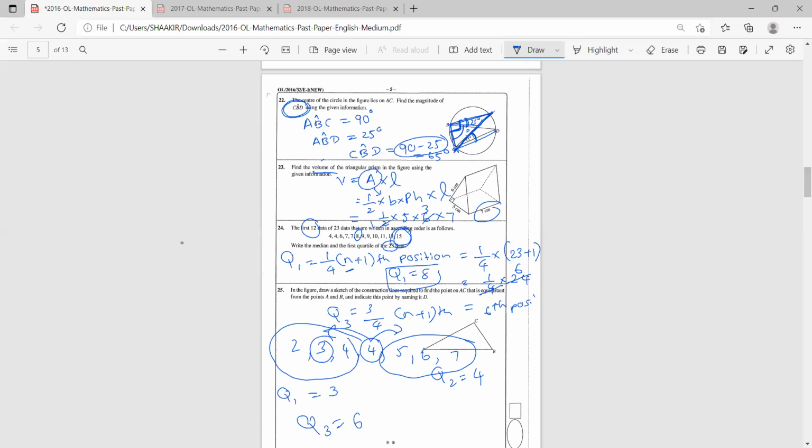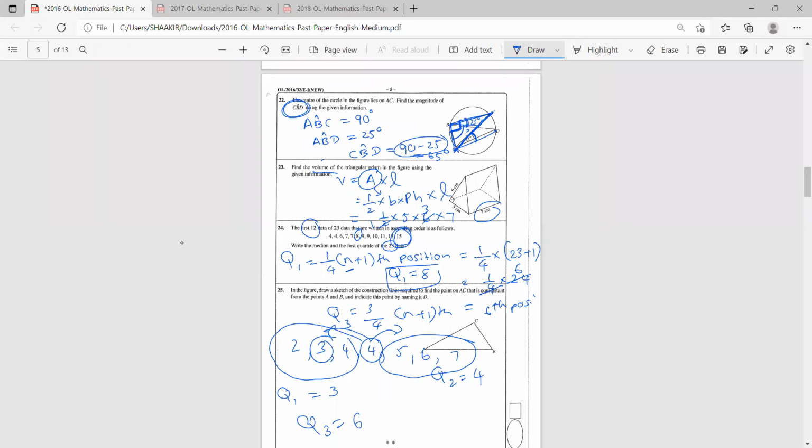If you are using the formula, then you can say Q1 is 1 over 4 into n plus 1 position. Q2 is half into n plus 1 position. And the Q3 is 3 over 4 into n plus 1 position. Okay. In case you are not using the formula, you can find it in this way. Okay. So any doubts in this?